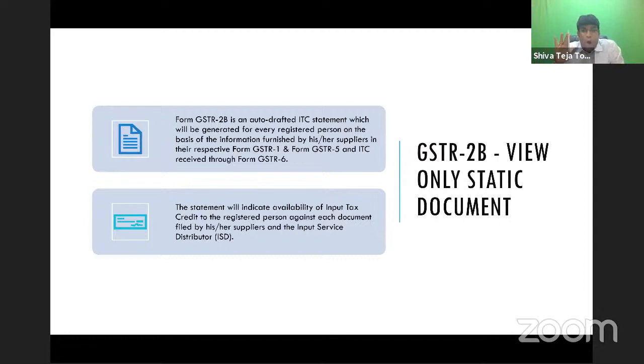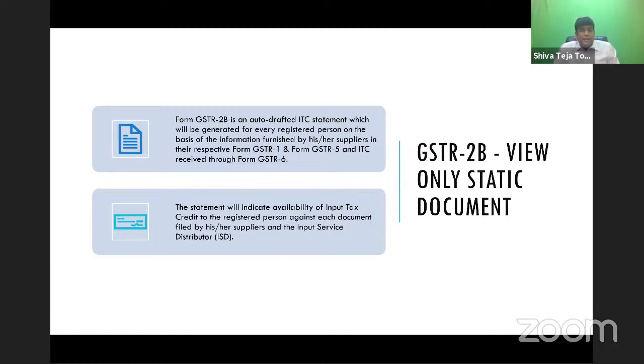And 2B is an auto-drafted ITC statement, which will be generated for every registered person on the basis of information furnished by suppliers in their respective GSTR1, GSTR5, and ITC received through GSTR6. What is GSTR6? Filed by ISD. GSTR5 filed by NRTP. That's why all these points we covered in the first session only.